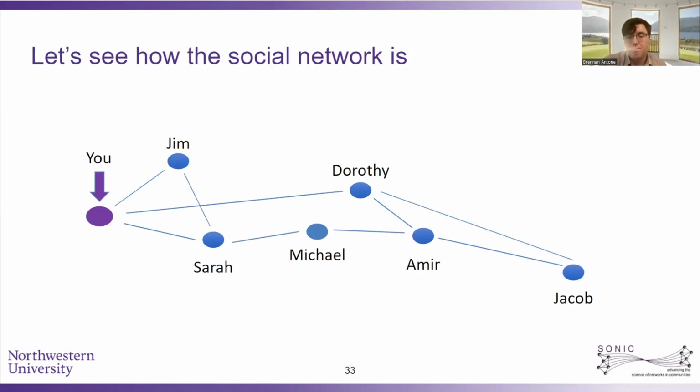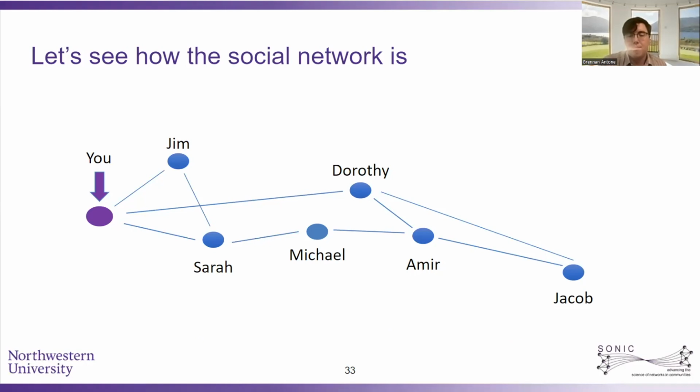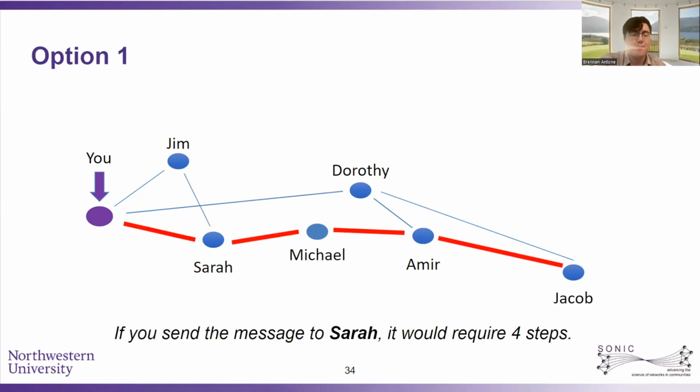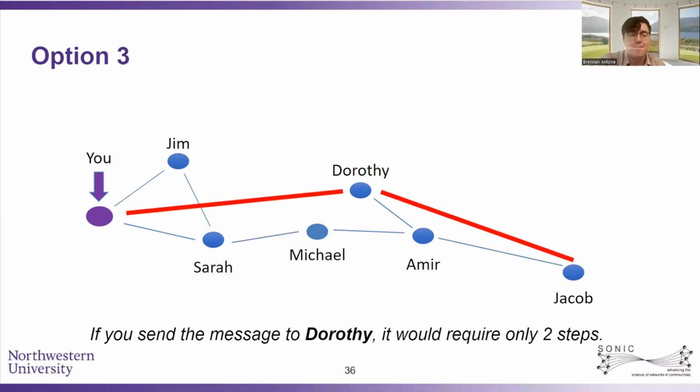So now, if you are going through this task of routing a message to Jacob, you have 3 options. The first option is you use Sarah, and then Sarah sends the message to Michael, and then Michael sends it to Amir, and then Amir sends it to Jacob. It takes 4 steps. Option number 2 is sending to Jim, but the Jim option takes more steps than the Sarah option. And then the most efficient path is using Dorothy because Dorothy has a direct connection to Jacob.